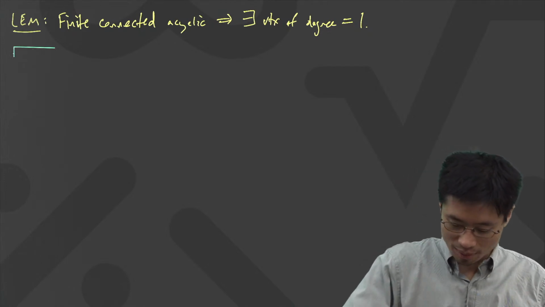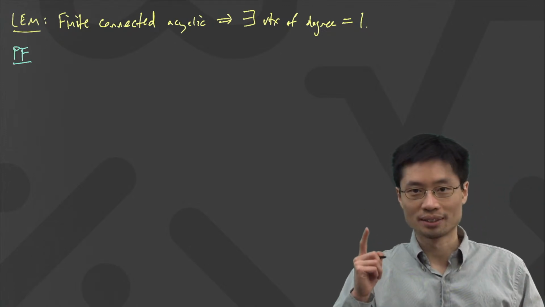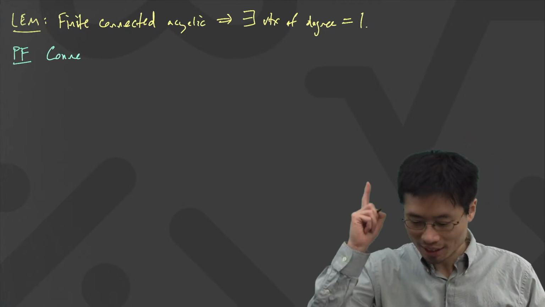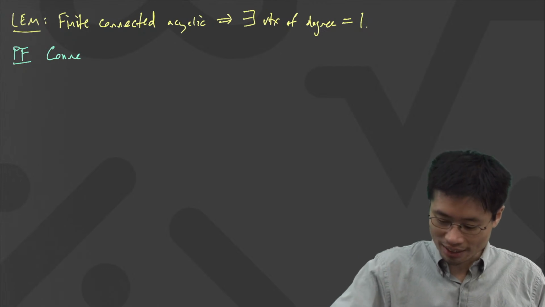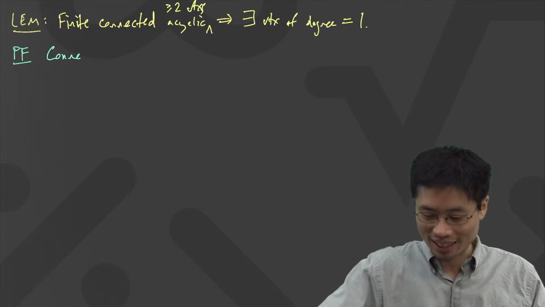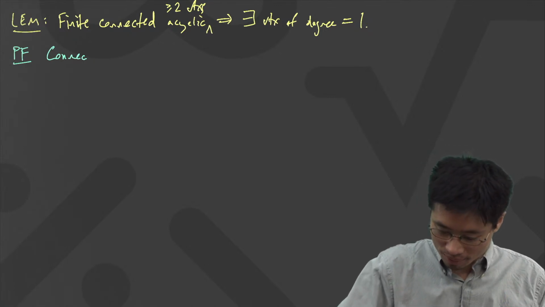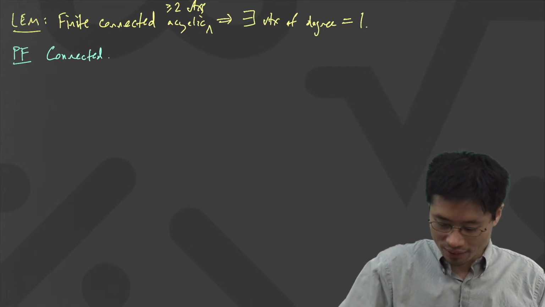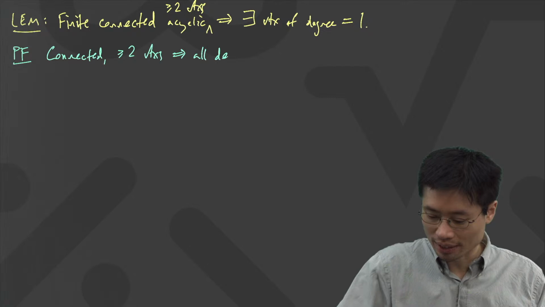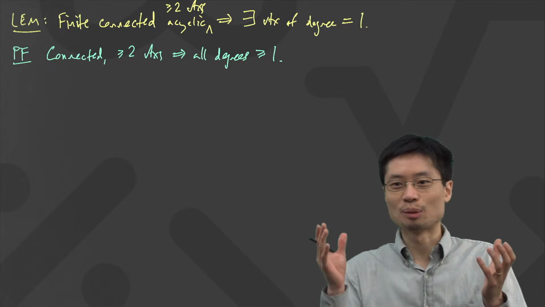You said something interesting. You said it's connected, so all the degrees are at least 1. You better not have a degree 0. So I'll write that as connected. Oh no, I missed something. At least 2 vertices. Finite connected acyclic, and at least 2 vertices, because I'm about to use that. So if I've got connected and at least 2 vertices, that implies all degrees are at least 1. That's clear, because if I have a degree 0, it's not going to be very connected.